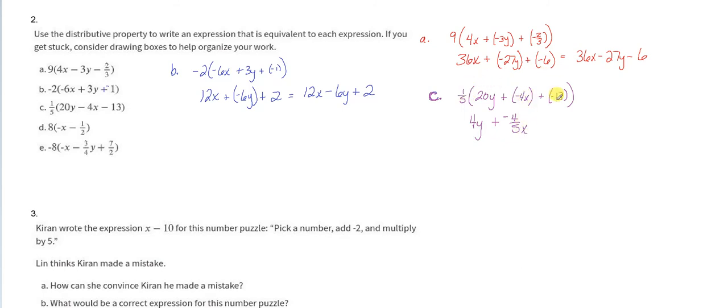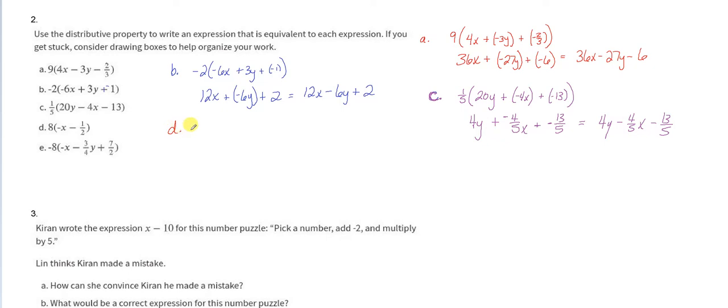And then 1/5 times negative 13, that's going to be negative 13 over 5, or 13/5. You can write it like that. This is equivalent to 4y minus 4/5 x minus 13/5. You could change that to 2 and 3/5 if you want to, but I'm just going to leave it improper. There's no sense in changing it. We're just writing equivalent expressions. We're not solving or getting solutions at this point.